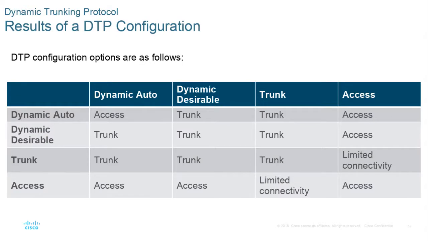So this chart shows what happens. Will it sync, like Letterman said? Will it trunk? So if one switch is trunking and the other is dynamic auto or dynamic desirable, we will get a trunking connection.